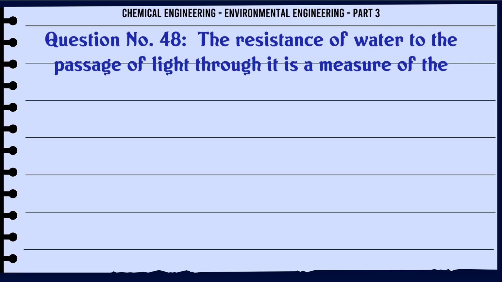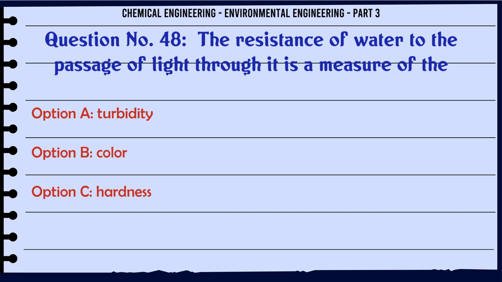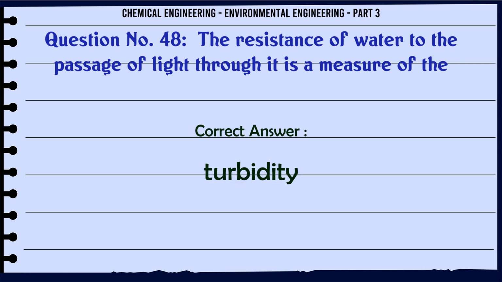The resistance of water to the passage of light through it is a measure of the A. Turbidity. B. Color. C. Hardness. D. Dissolved gases. The correct answer is turbidity.